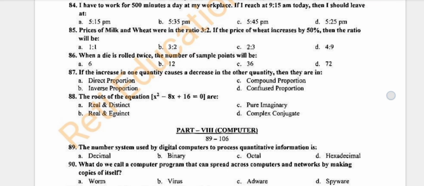Question number 88. The roots of equation x square minus 8x plus 16 is equal to 0 are, and the correct option is real and equal. B option is correct here.